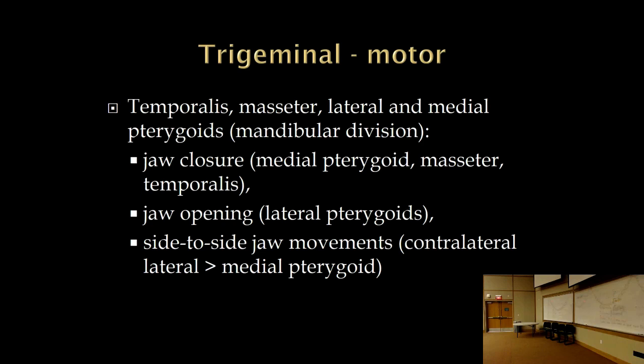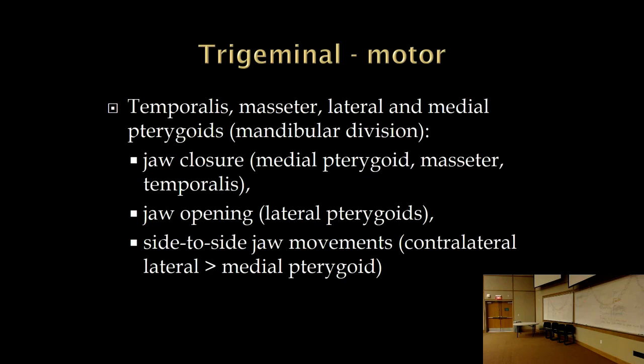Okay, the trigeminal nerve has a smaller motor branch that supplies several muscles: the temporalis, the masseter, and the lateral and medial pterygoids. Jaw closure, we can check this on examination by having the patient close the mouth tightly, and you can give them some resistance. Jaw closure is the medial pterygoids, the masseter, and the temporalis all working together to close your mouth. Jaw opening is primarily a function of the lateral pterygoids.